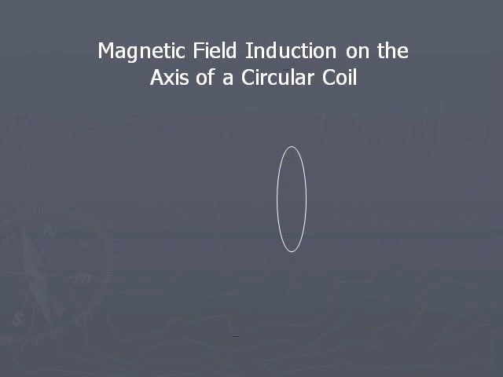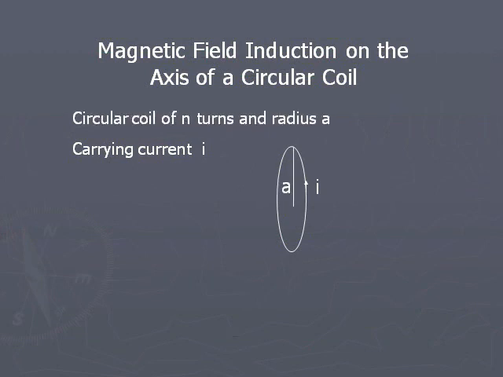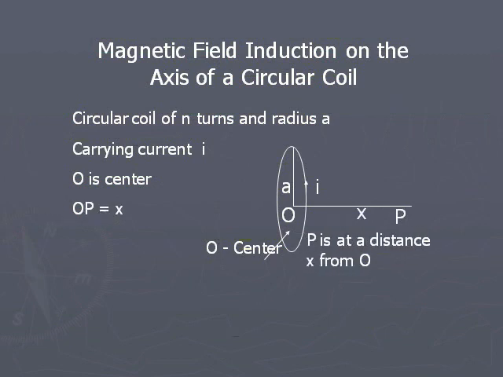Magnetic field induction on the axis of a circular coil. Let us consider a circular coil of radius a and n turns with center O. Let P be a point on the axis of this circular coil at a distance x from its center. OP is equal to x.